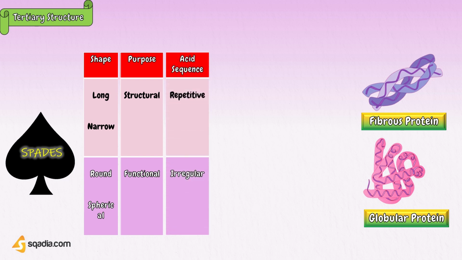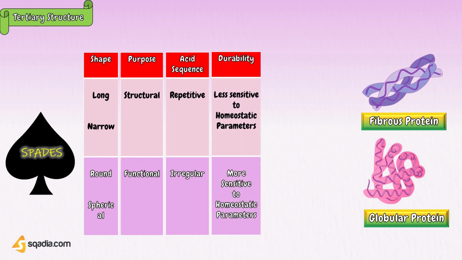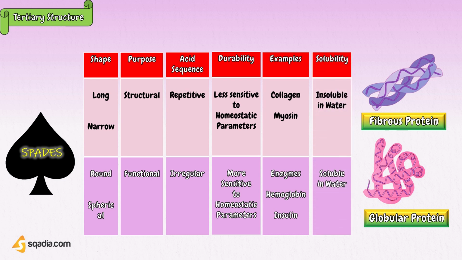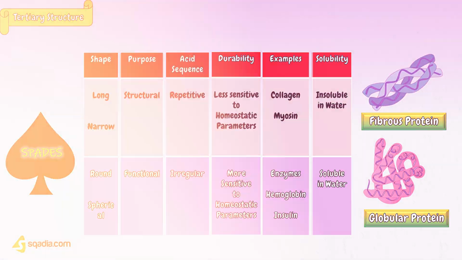The amino acid sequence, or the primary structure, of fibrous proteins is repetitive, while for globular proteins it is irregular. Fibrous proteins are more durable to changes in pH and temperature, while globular proteins are more sensitive to these changes. Examples of both these types of proteins include collagen, myosin and actin, keratin filaments, and enzymes, hemoglobin, insulin, respectively. The fibrous proteins are generally insoluble in water, while globular proteins are soluble.